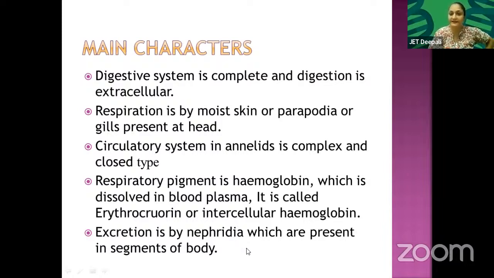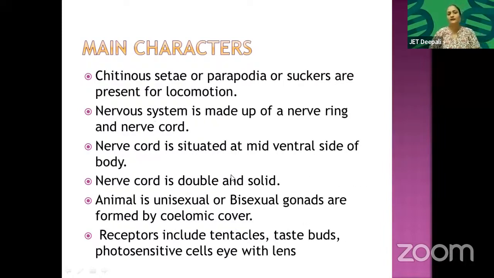Excretion is by nephridia. Nephridia are excretory organs which are present in the segments of the body. Now, chitinous setae or parapodia or suckers are present for locomotion. Have you seen an earthworm or Nereis? Have you seen Nereis? No one has seen Nereis. Okay, I will show you with an example, then you will remember.